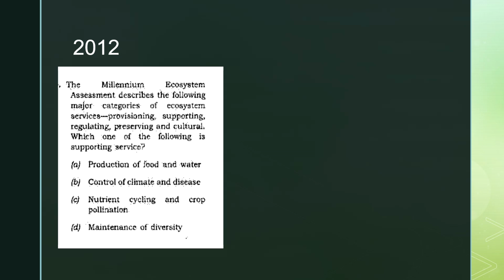The Millennium Ecosystem Assessment describes the following major categories of ecosystem services. Use this in your mains answer now when you have this. Provisioning, supporting, regulating, preserving, and cultural. Which one of the following is the supporting service? So, nutrient cycling and crop pollination is the supporting service.